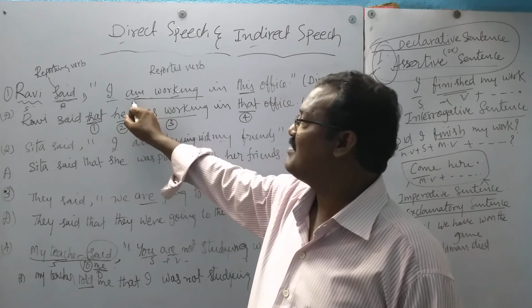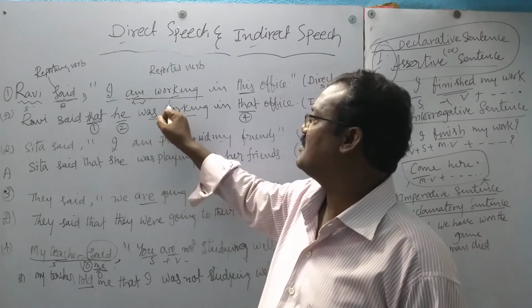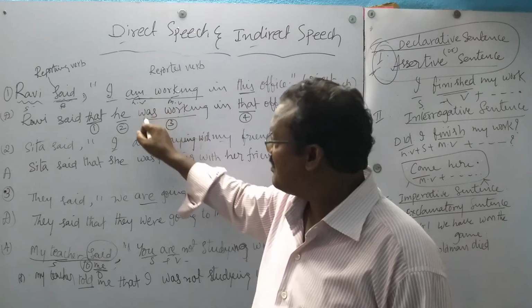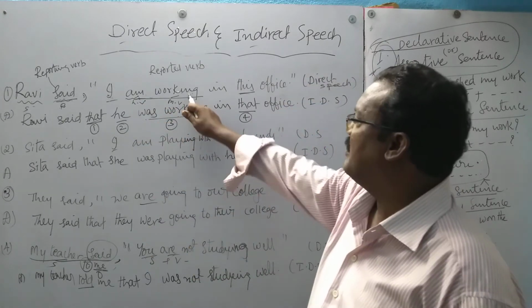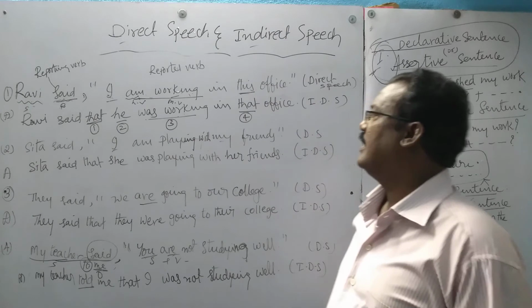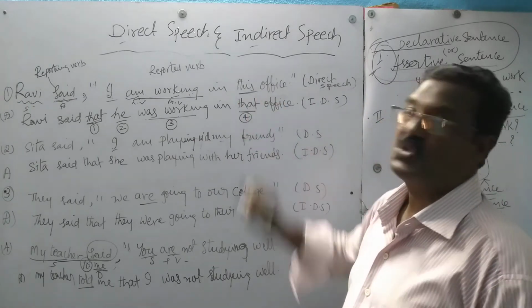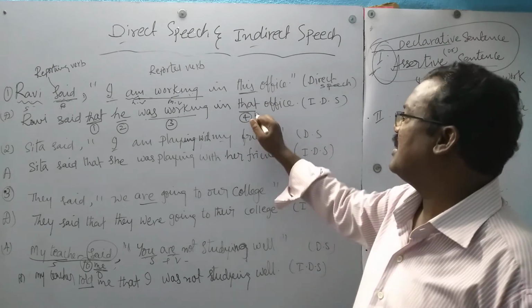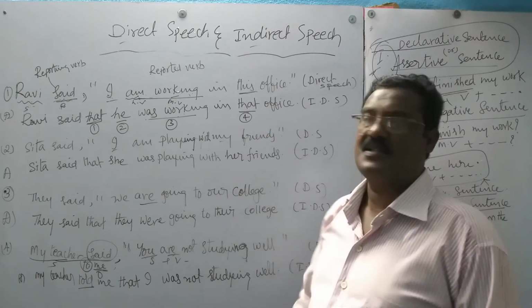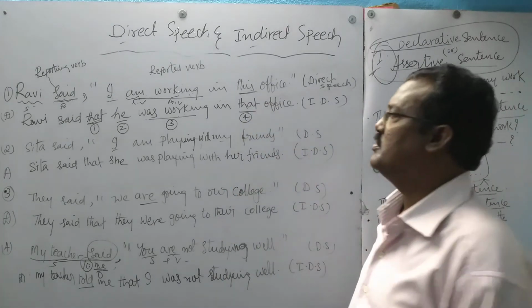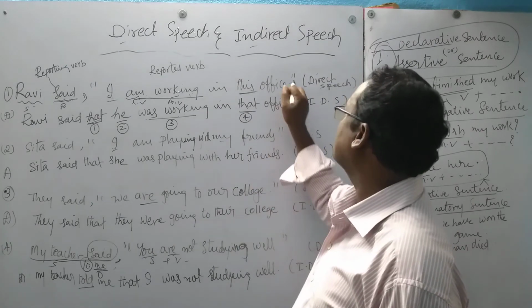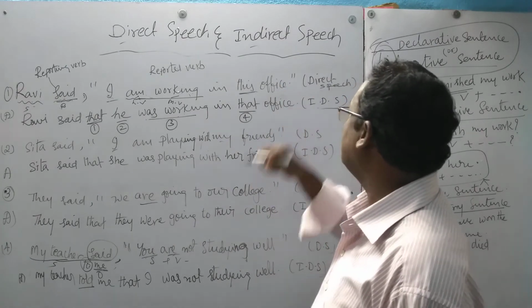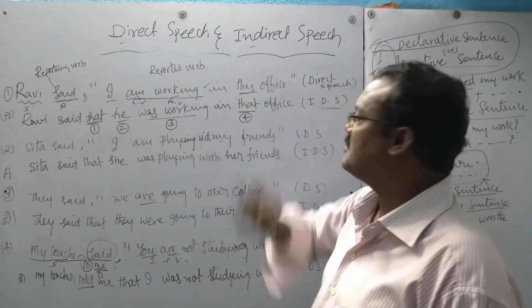Here also, helping verb only. This one is called the helping verb. This one is called the main verb. The helping verb only we have to change. The main verb we should not change. Here, in this refers to place. That's why the words referring to place also we have to change. This will become that. This will become those. Office. The commas we have to remove. This is indirect speech. This is the meaning of the sentence we wrote here.